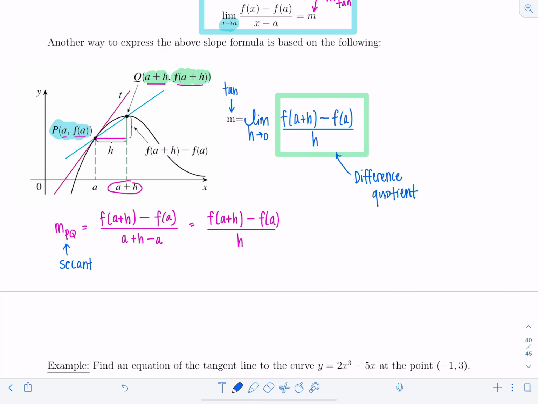Okay, and you should have seen that it represents the average rate of change. And then when you add that limit to the front, that makes it an instantaneous rate of change. All right, so let's see how we're going to apply it.